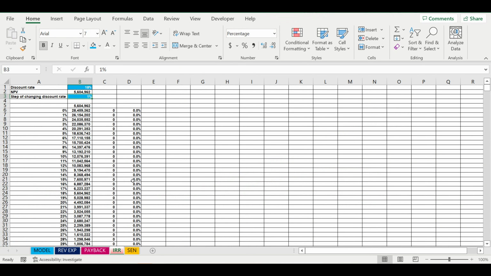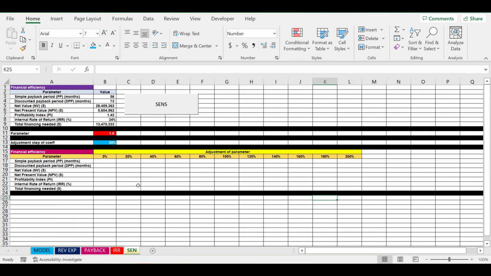Then we have an internal rate of return spreadsheet where we specify the discount rate and step of calculation. Then we have a sensitivity analysis tab where we specify the pace of changing the parameter. Here we can see the basic financials that we have, and here we will be able to see the performance of the business idea if we increase or decrease the value of the parameter that we would like to dive into.